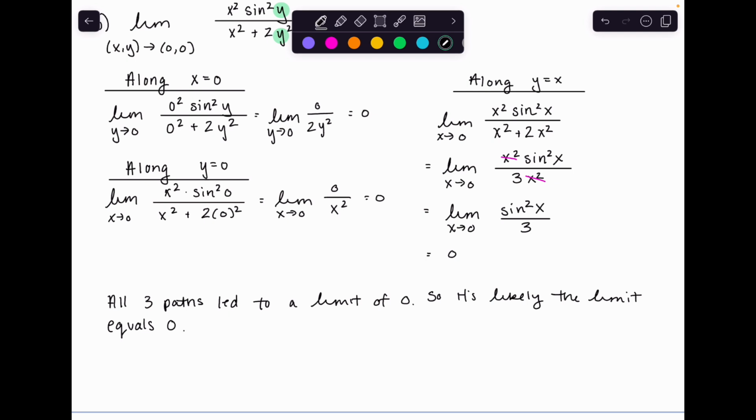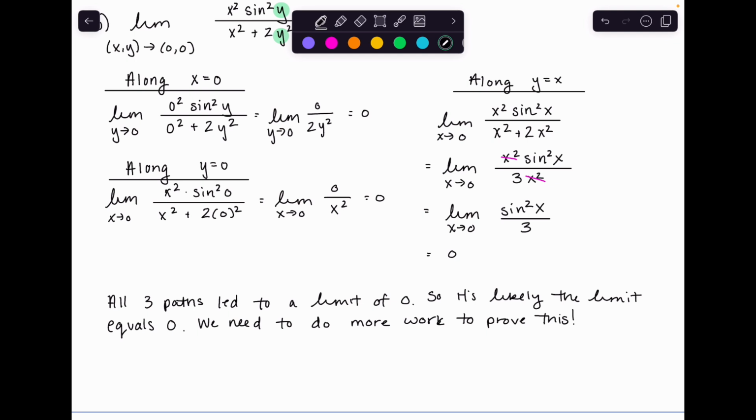But that is not the end of the problem. I can't say that. This was only 3 paths. Again, I cannot test every single path. So we need to do more work to prove this.